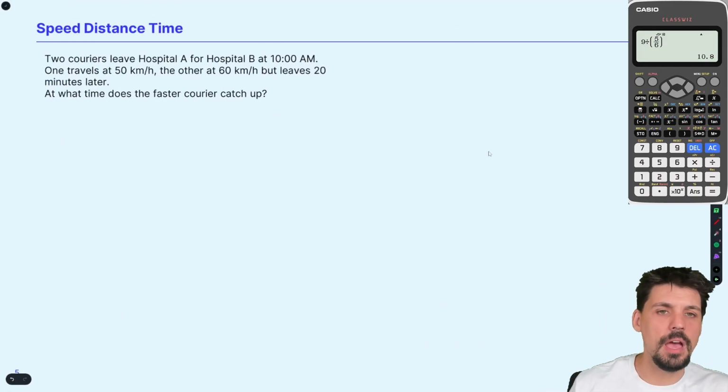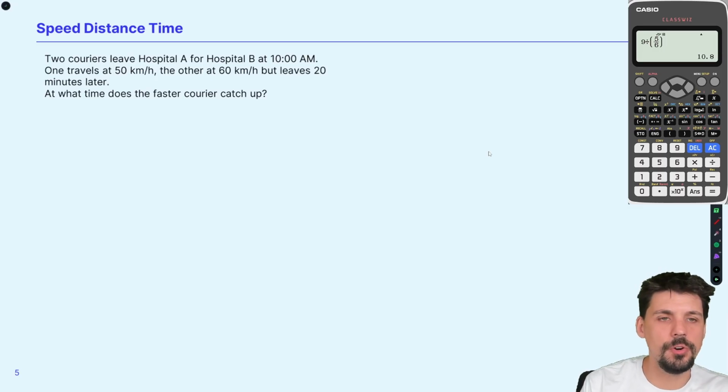Let's go for a slightly harder wordy question. We got 2 couriers going from one hostel to another and they leave at the same time. One travels at 50 kilometers an hour, the other at 60 kilometers an hour, but leaves 20 minutes later. What time do they catch up?